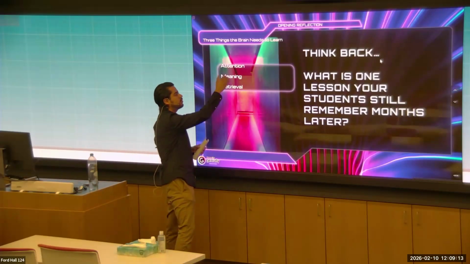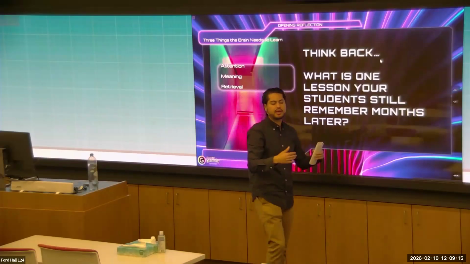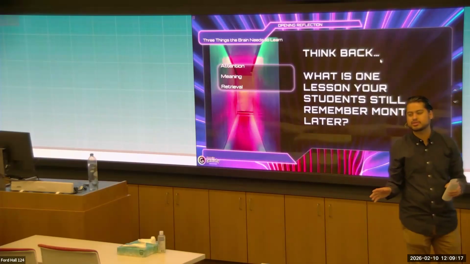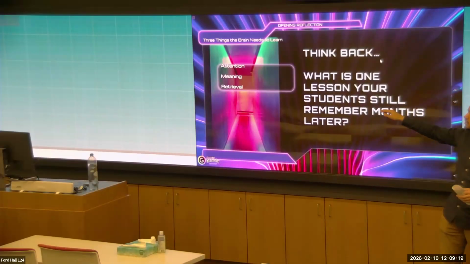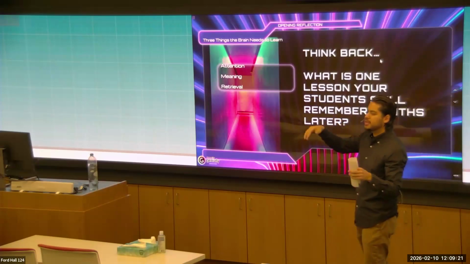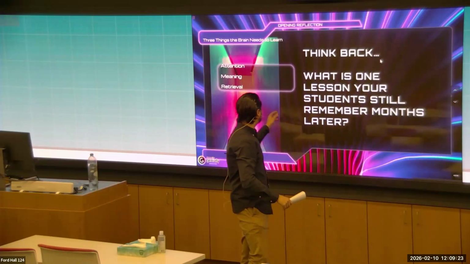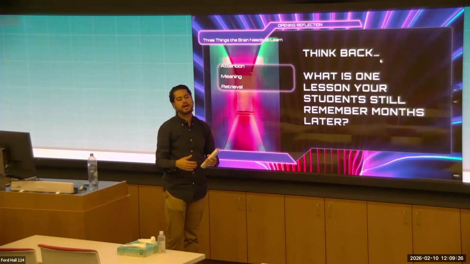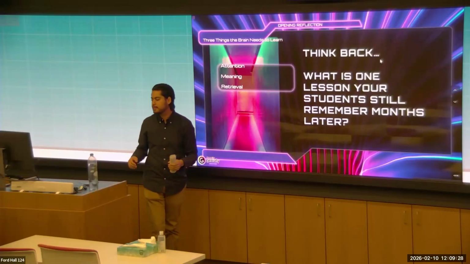So we're going to be disclosing all three ideas that, for me, are fundamental in the classroom, and that is going to be the attention of the students, the meaning of what we're teaching, and of course, for them to be able, at the end, to retrieve that information when they need it, correct?